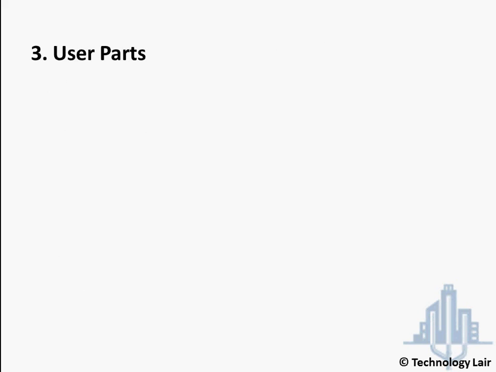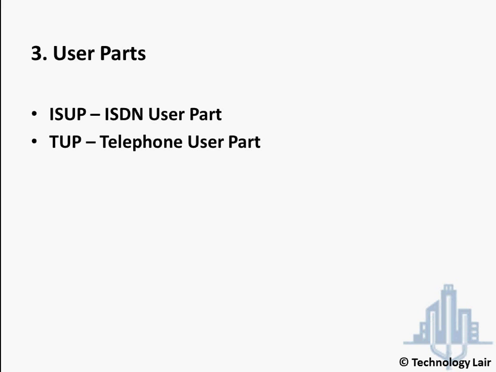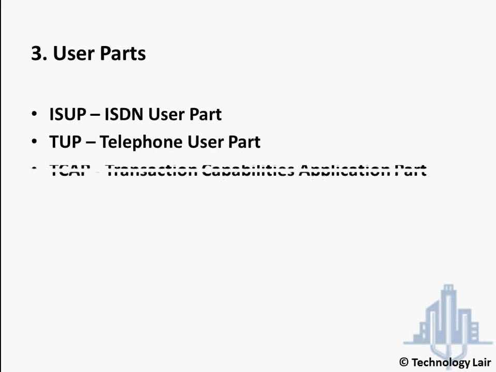The topmost layers of the SS7 protocol stack are the user parts. So let's look for some important user parts. The ISDN user part, or the ISUP, is used for circuit related signaling to set up, maintain and tear down calls. The TUP, or the telephone user part, is used for signaling of normal telephony.